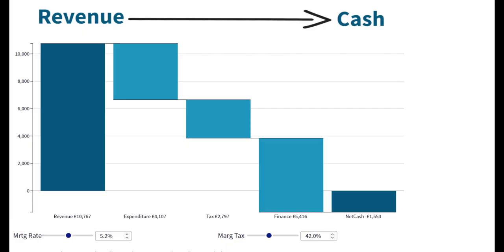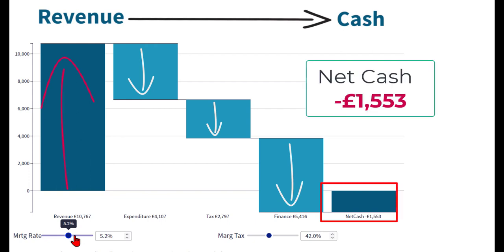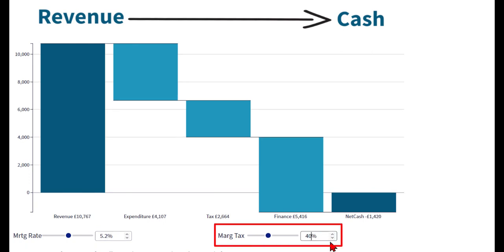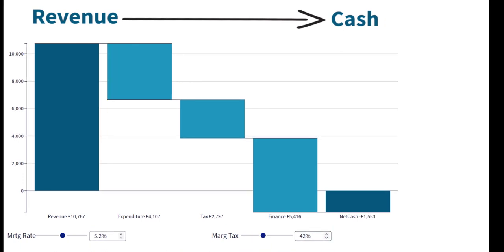This waterfall chart visually demonstrates how revenue is used up with expenditure, tax and finance, leaving in this case a negative cash position. Experiment with the mortgage rate and marginal tax and see how varying these inputs affects the waterfall chart.